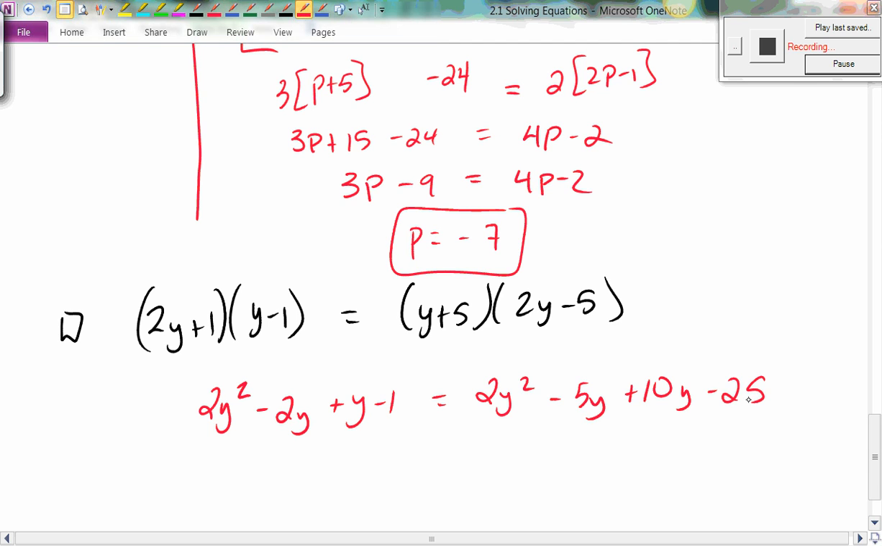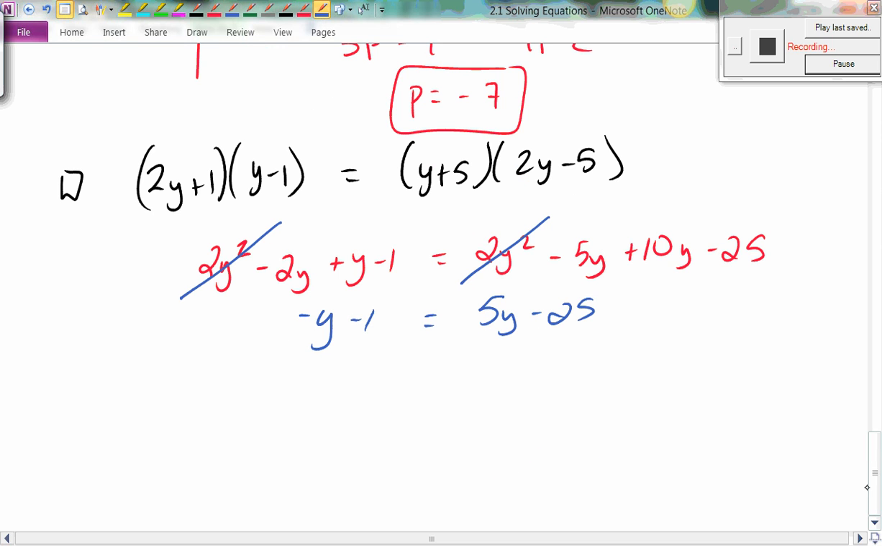Is everyone okay with what I'm doing so far? Now, I can take advantage of the fact that I have the same exact term on both sides of my equation, so I'm allowed to get rid of them because it stays balanced. So this gives me negative y minus 1 is equal to 5y minus 25. You guys agree with that? What did you do with the negative 2y? Negative 2y plus y is negative y. I combined like terms. That's the only thing I did. Thank you. That's a good question.